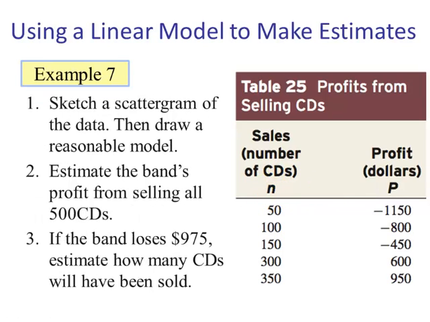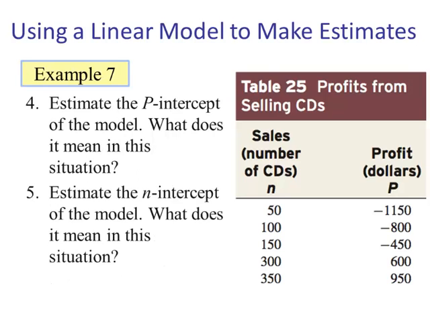Number 1, we want to sketch a scattergram of the data and then draw a reasonable model. Number 2, using the model, we'll estimate the band's profit from selling all 500 CDs. Number 3, if the band loses $975, estimate how many CDs will have been sold. Number 4, estimate the P-intercept of the model. What does it mean in this situation? And number 5, estimate the N-intercept of the model, and what does it mean in this situation?